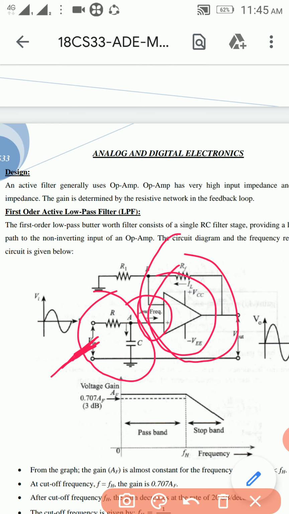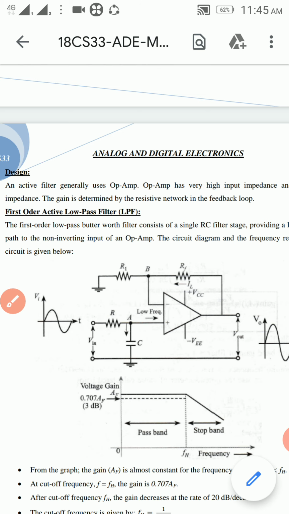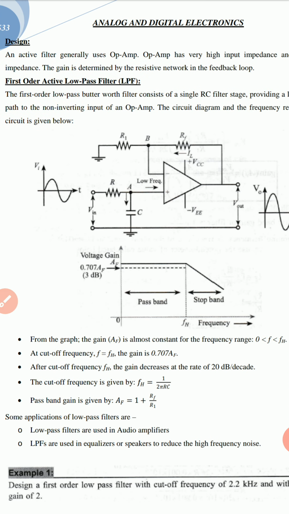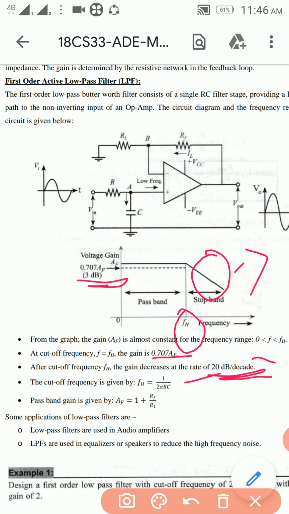The frequency response we'll see now. Below FH there is a pass band with a constant gain, and above FH the response is a stop band, with the gain falling at the rate of minus 20 dB per decade. At F equal to FH, this is the gain, and after frequency FH the gain decreases at the rate of minus 20 dB per decade. The cutoff frequency FH is equal to 1 by 2 pi RC, and the pass band gain AF is given by this formula. You should remember these two formulas for calculation purposes.